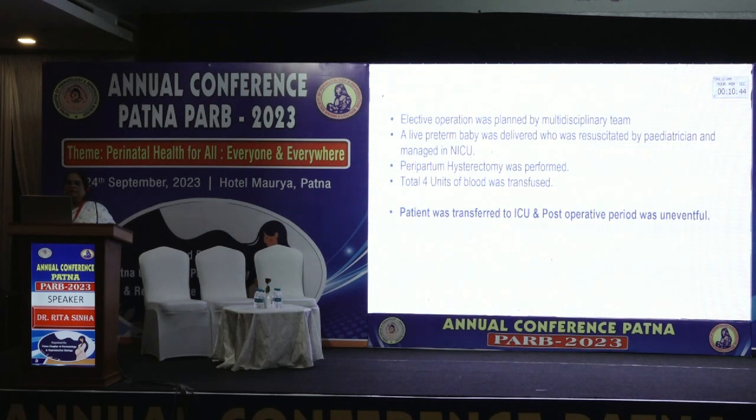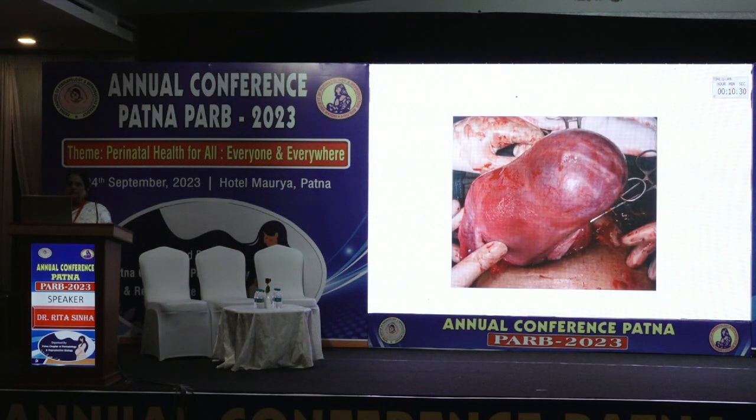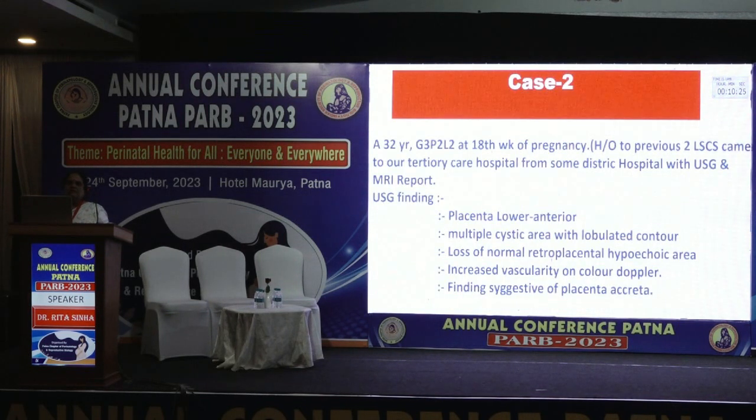A live preterm baby was delivered, who was resuscitated by the pediatrician and managed in NICU. Peripartum hysterectomy was performed. A total of 4 units of blood was transfused. The patient was transferred to ICU and the postoperative period was uneventful. As you can see in the diagram, the second case is a 32-year-old G3 para 2 live 2 at 18th week of pregnancy, history of previous 2 LSCS, who came to our tertiary care hospital at MGM hospital from a district hospital with ultrasound and MRI report.